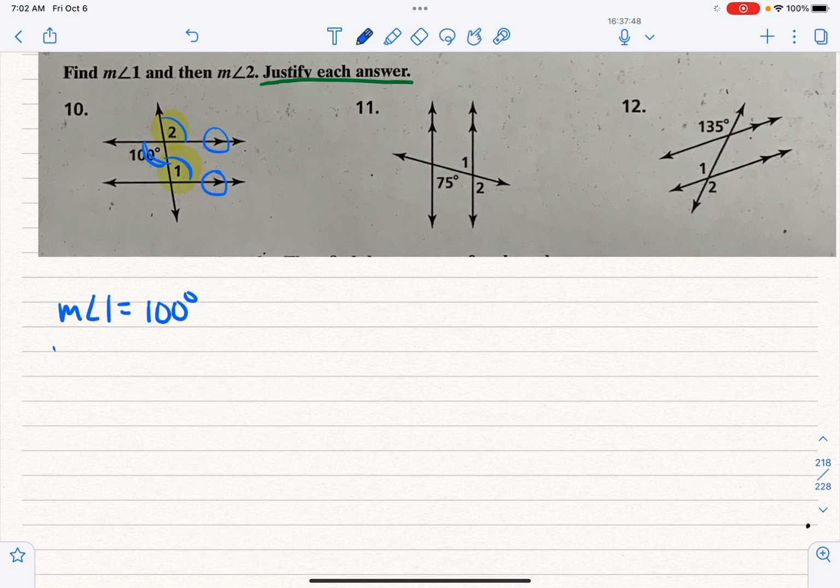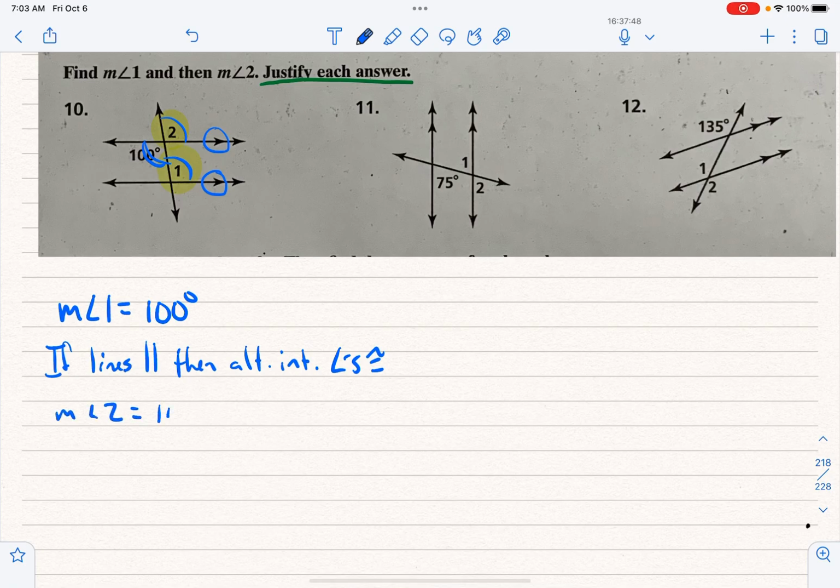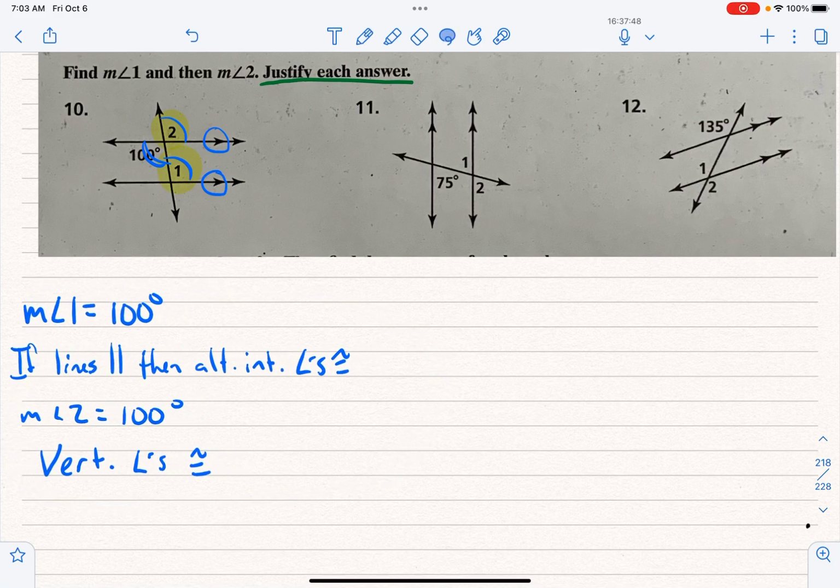And the reason is, if lines are parallel, then what kind of angles are those? Those are alternate interior angles, which are congruent. And I know that the measure of angle 2 is equal to 100. And the real easy answer would be because vertical angles are congruent. And that's enough. Okay, so we've given a reason for each one. So hopefully that made sense to you.